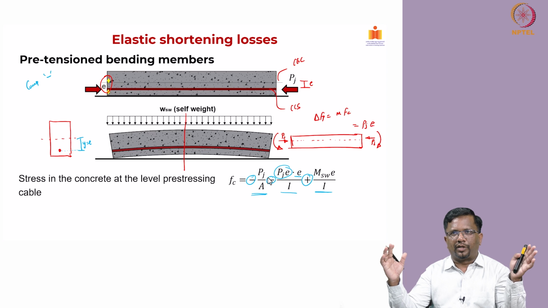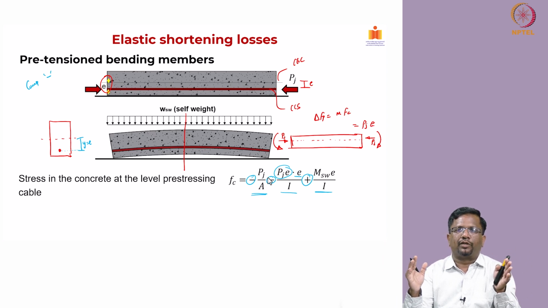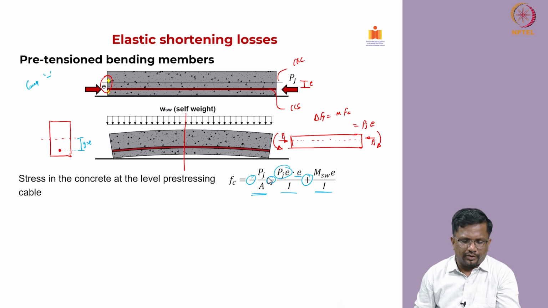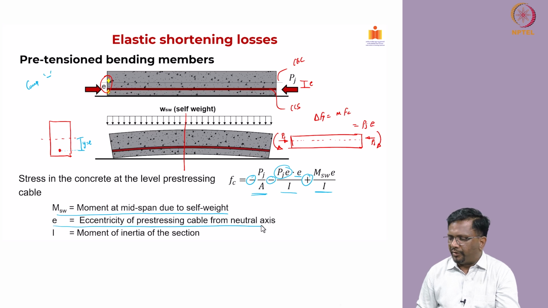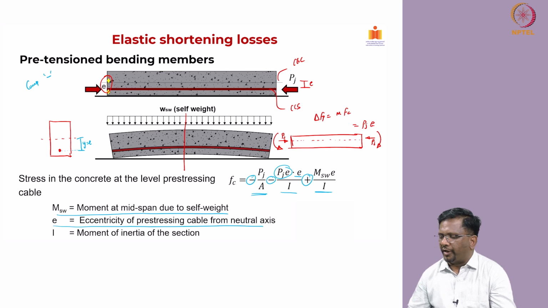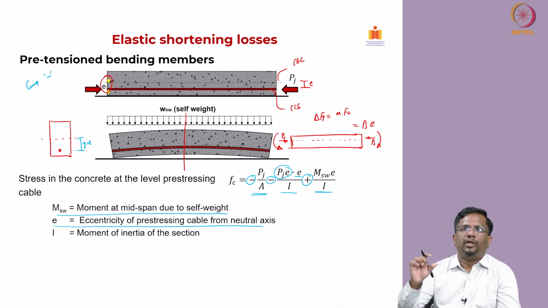Now elastic shortening is happening, so you are calculating the strain in the concrete at the level of pre-stressing steel. That is what we are doing here. As we have seen, MSW is the moment at the midspan, E is the eccentricity of the pre-stressing, and I is the moment of area of the cross section. In this way, you can calculate the stress in the concrete, and typically the amount of pre-stress will be applied in such a way that the strain values will be small, so the concrete will still be in the linear elastic regime.